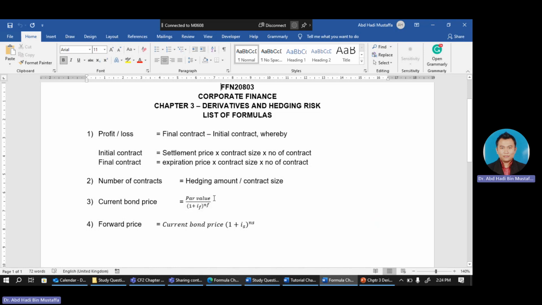I repeat again, saya ulang sekali lagi. F ni adalah forward. S ni adalah spot. Spot ni hari ni lah. F2 forward, S2 spot. Okay, maksud I ni adalah interest rate. N ni adalah number of years. Okay, N is the number of years. I is the interest rate.